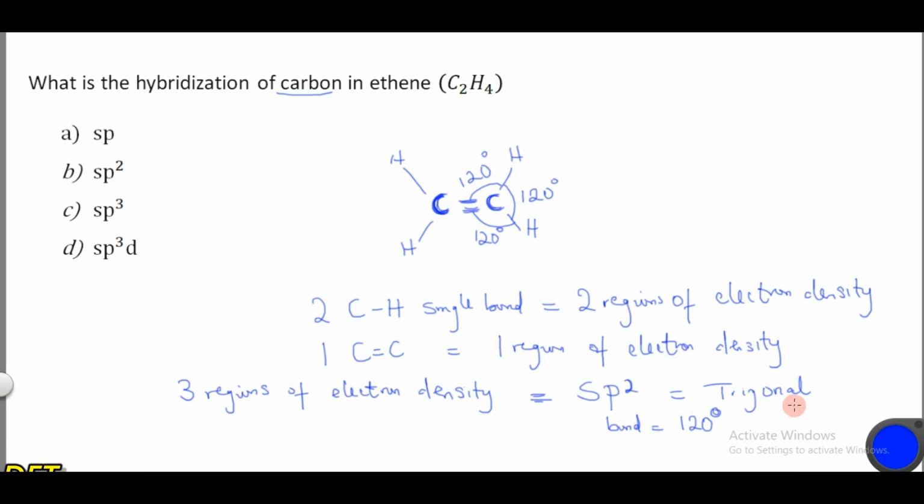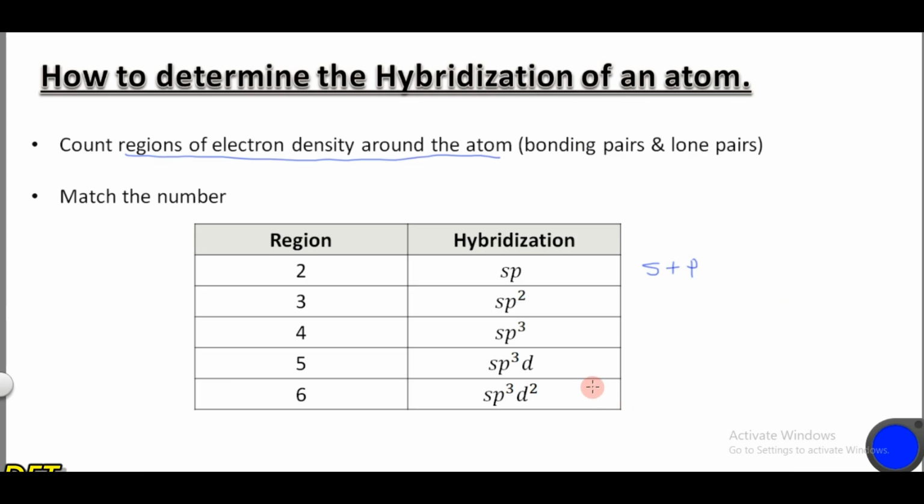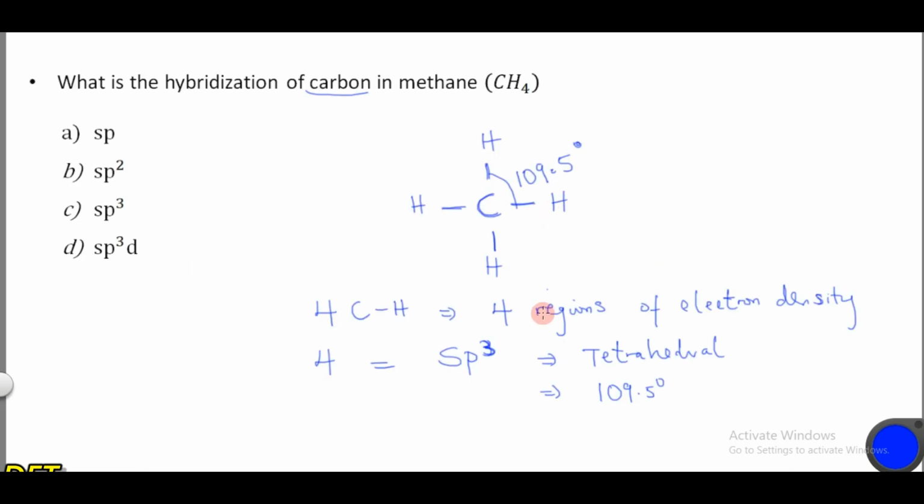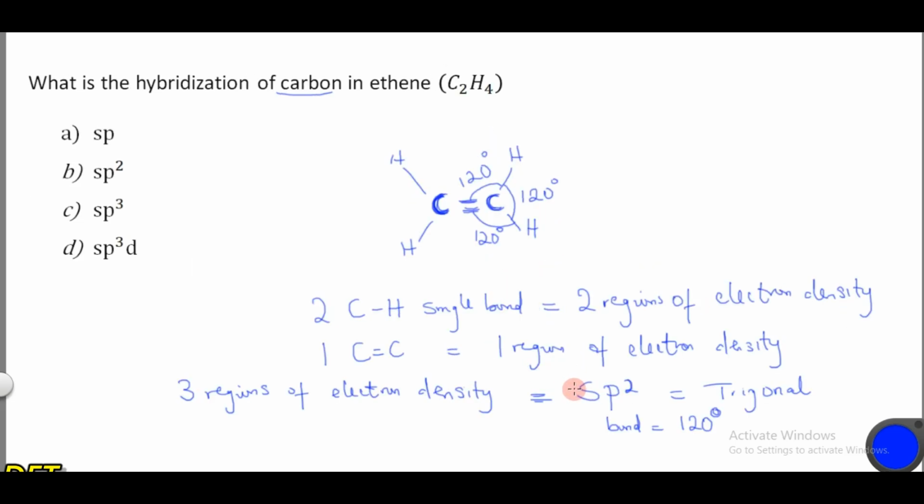The shape is trigonal, and it is what? sp2 hybridization. So if we go back to what we have before, it is sp2 hybridization, right? So that tells us that the shape is trigonal planar or trigonal in shape, and the bond angle is 120 degrees, right? So that's that for 18.